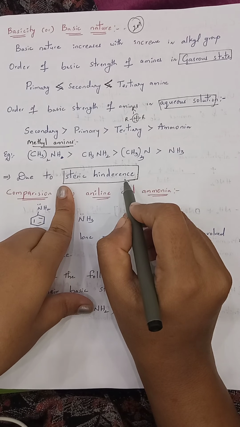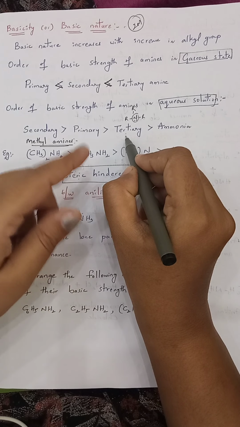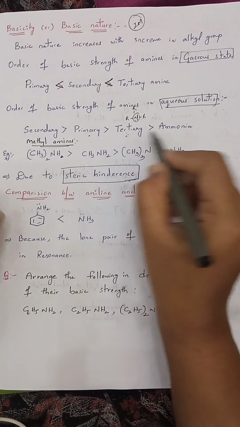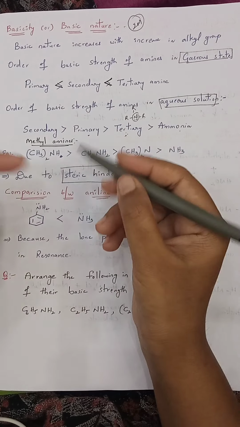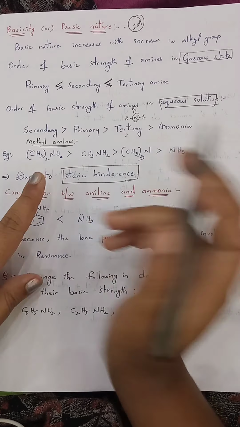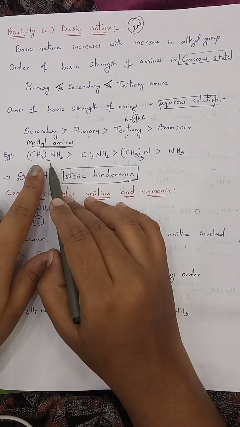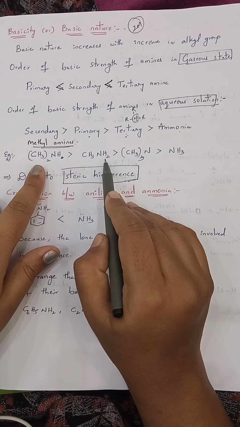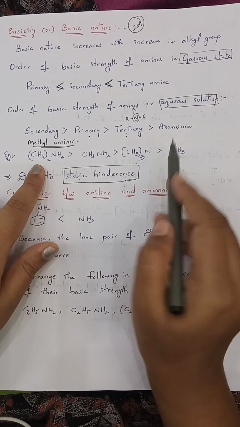Due to steric hindrance in aqueous solution, tertiary amines always have less basic strength than the primary amines, but they are more basic than ammonia. Clear? And it differs with methylamines as well as ethylamines. The same order can be seen in the case of methylamine. That is, secondary methylamine is more basic than primary methylamine, than tertiary methylamine, than ammonia.